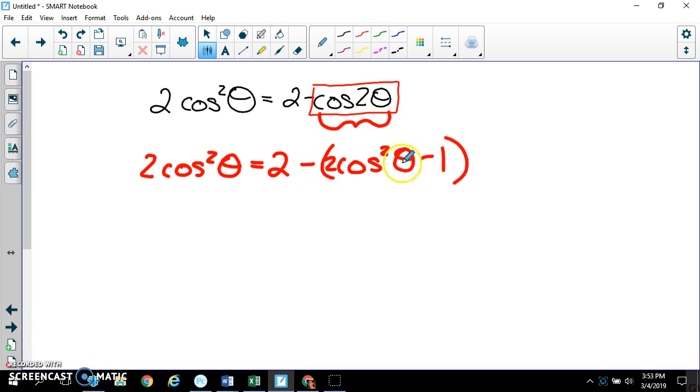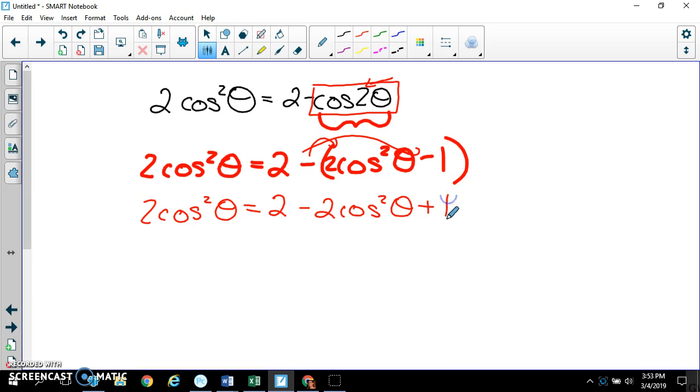So the whole reason I substituted this in is because this is getting rid of this double angle right here. I don't know how I can go ahead and combine these, okay, unless I get rid of that 2 right in front. So I'm doing that by substituting that in. So now I'm going to go ahead and distribute that subtraction sign. So I've got 2 cosine squared theta equals 2 minus 2 cosine squared theta plus 1.